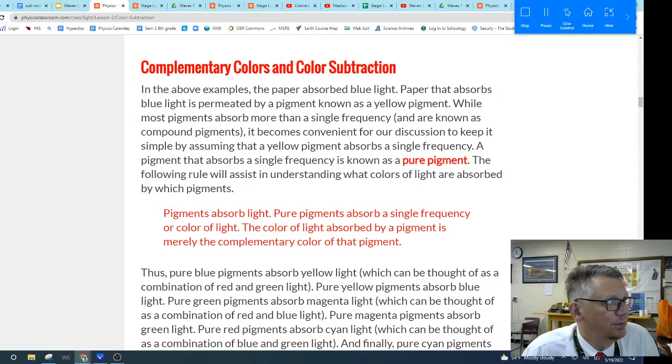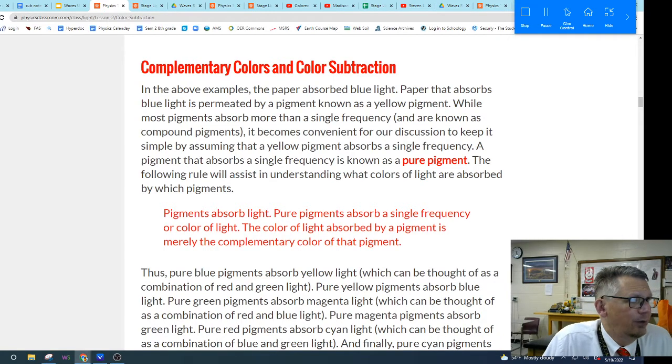Complementary colors and subtraction. In the above examples, the paper absorbs blue light. Paper that absorbs blue light is permeated by a pigment known as yellow pigment. While most pigments absorb more than a single frequency and are known as compound pigments, it becomes convenient for our discussion to keep it simple by assuming that yellow pigment absorbs a single frequency. A pigment that absorbs a single frequency is known as a pure pigment.